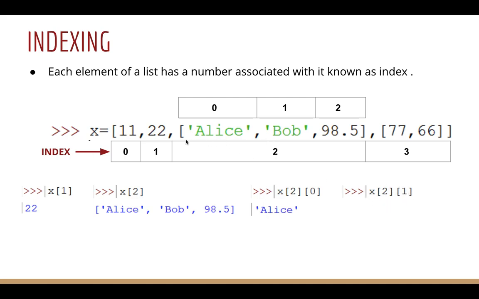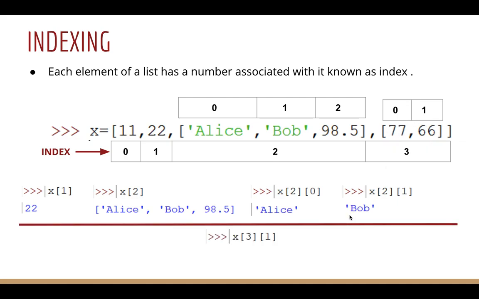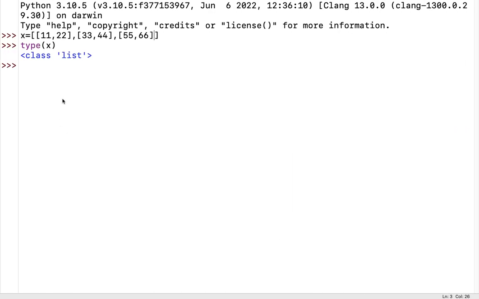Similarly, if I write x[2][1], which will be the element? Main index 2 is this. Index 1 within the index 2 is Bob. So x[2][1] will fetch me Bob. Likewise, if I consider the last nested list, if I write x[3][1], I am referring to the main index 3, that is 77 and 66. [3][1] means within the main index 3, I am referring to index 1, that is 66. In this way, we can access the elements of a nested list. Let's check out here.